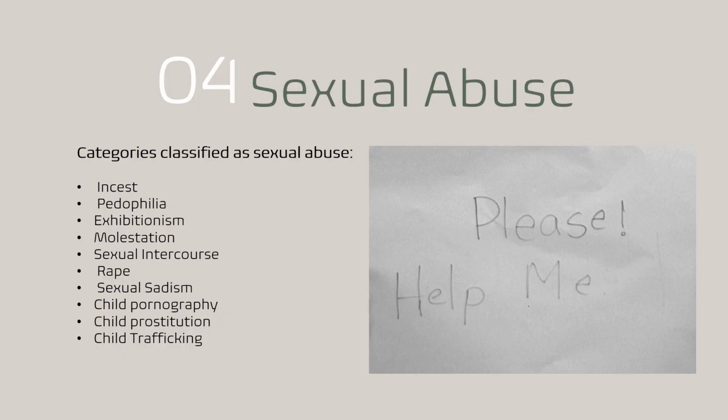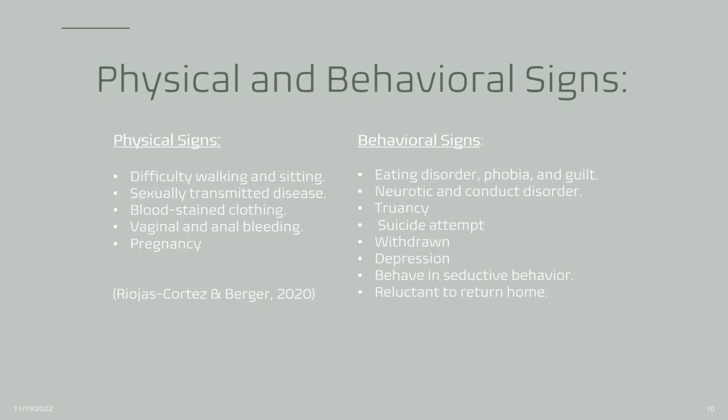For sexual abuse, some categories classified as sexual abuse are incest, pedophilia, exhibitionism, molestation, sexual intercourse, rape, sexual sadism, child pornography, child prostitution, and child trafficking. Some physical signs are difficulty walking and sitting, sexually transmitted disease, blood-stained clothing, vaginal and anal bleeding, and pregnancy. Some behavioral signs are eating disorders, phobias, guilt, neurotic and conduct disorder, truancy, suicide attempt, withdrawn, depression, seductive behavior, and reluctance to return home.